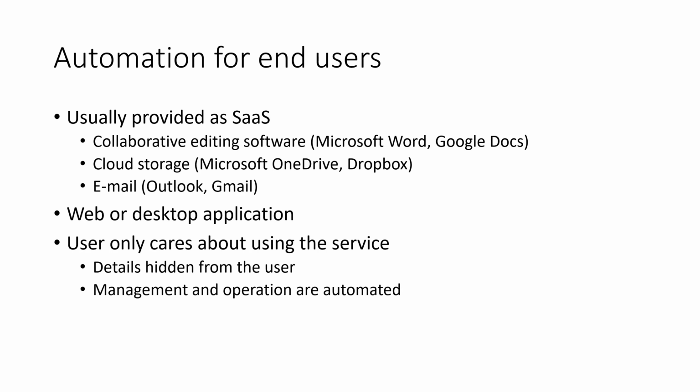So automation for end users is usually provided as a service. For example, collaborative editing software like Microsoft Word and Google Docs, cloud storage like Dropbox, and email like Outlook and Gmail. These services are usually provided as a web application or a desktop application that the user downloads. And the automation comes in that the user only cares about using the service. The details of how the service is operated or implemented are all hidden from the user, and this is all automated by the service provider.